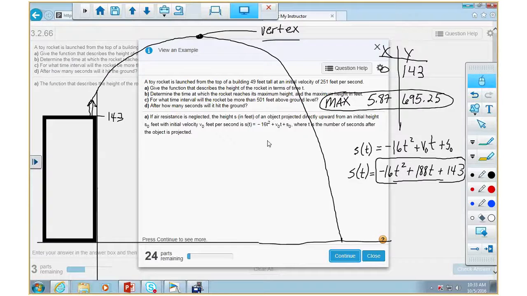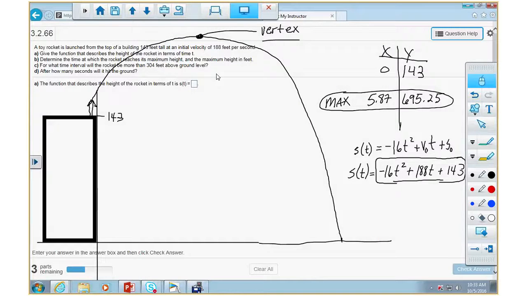Second thing says, give the function that describes the height of the rocket in terms of time. We've done that. There it is right there. The reason they say give the function, you've got to put in the 188 and the 143. You have to put that in. Determine the time at which the rocket reaches its maximum height. At what time? 5.87 what? Seconds. It reaches a height of 700 feet.